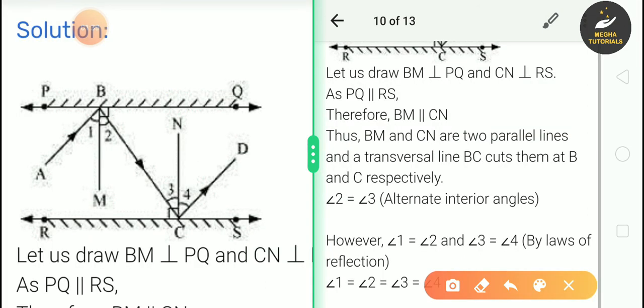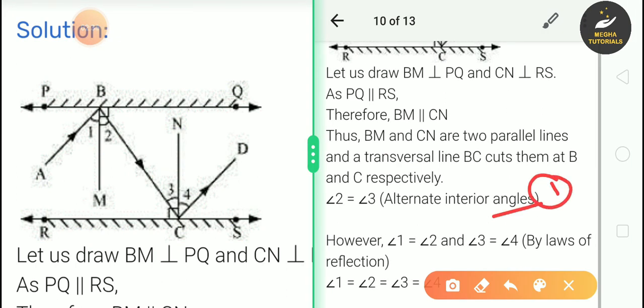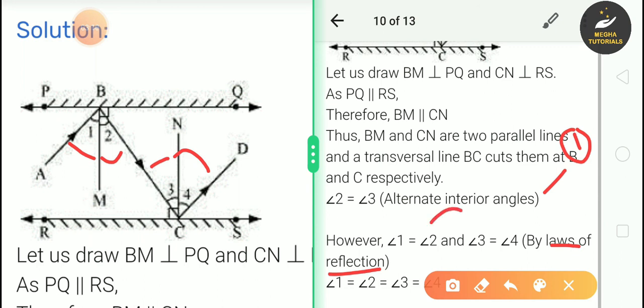Now consider BM and CN are parallel lines and BC is transversal. Therefore we can say that angle 2 and angle 3 are equal because of alternate interior angles. So consider this as equation 1. Now please see in the diagram, we can say that angle 1 and angle 2 are equal. Also angle 3 and angle 4 are equal because of the laws of reflection. And from 1 we know that angle 2 and angle 3 are equal.